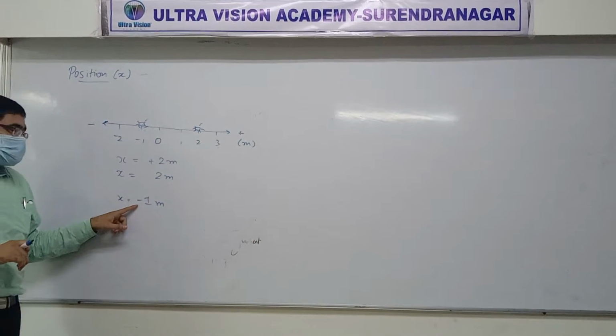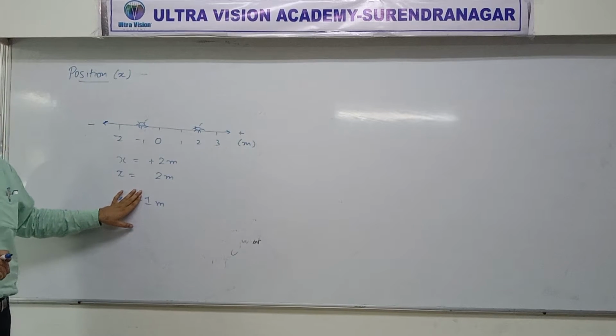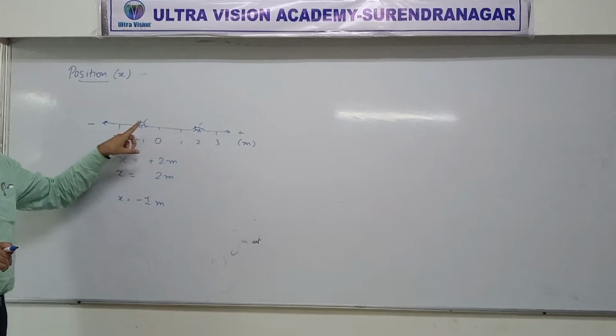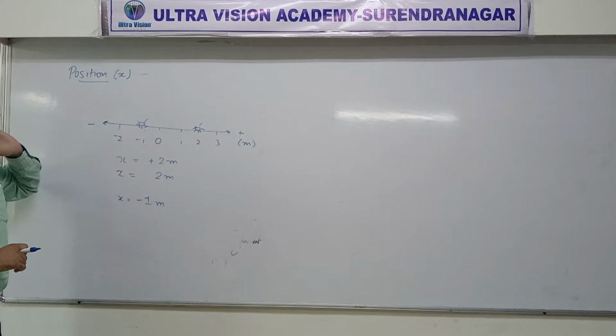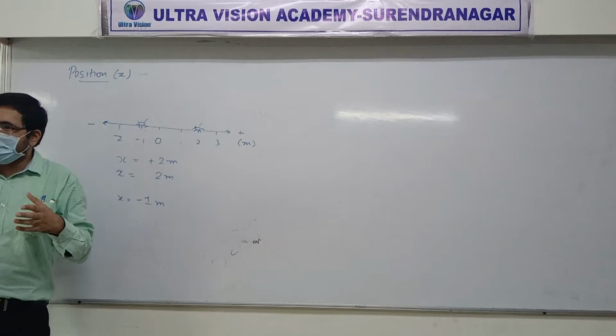Here this minus cannot be optional. If you remove it, the meaning will change. X equal to 1 meter means over here, not over here. Is that okay? So you can see position is not just a distance. It's much more than that.